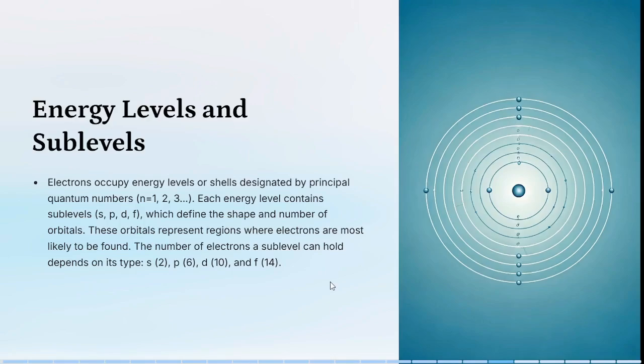The number of electrons that sub-levels can hold is usually static, and each of these sub-levels has its own maximum number of electrons that it can contain. The s orbital has a maximum of 2, the p orbital has a maximum of 6, the d orbital has a maximum of 10, and the f orbital has a maximum of 14. These numbers are constants and they remain the same throughout.